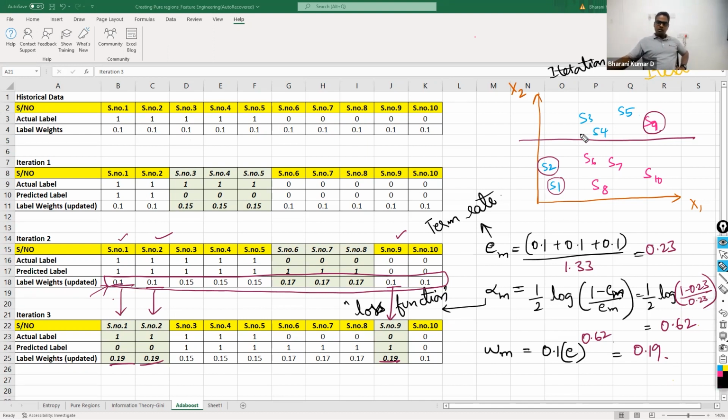Now let me give you the initial classifiers also. This was iteration 1. And this was your iteration 2. And this was our iteration 3. Now, given these iterations, what happens is, if I were to combine all those three, what will be combined? This is how it will look like.